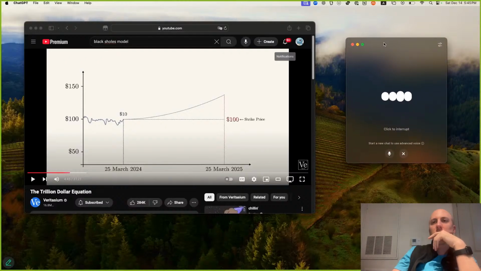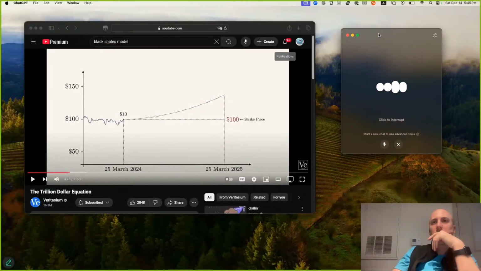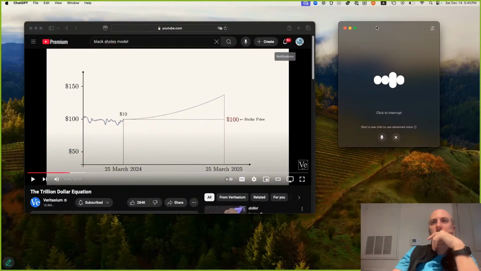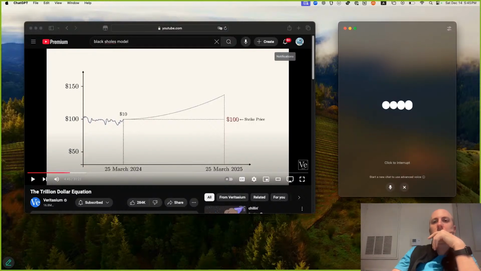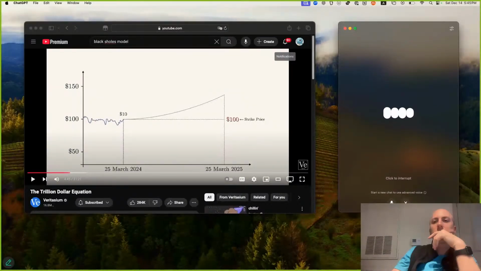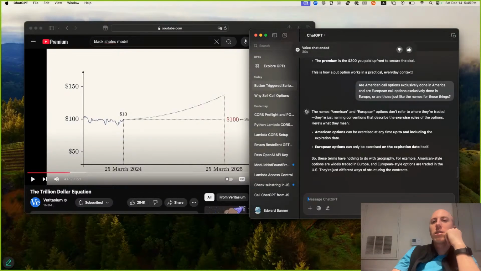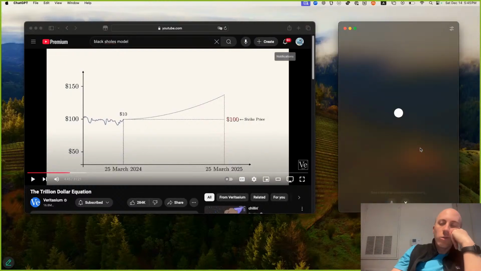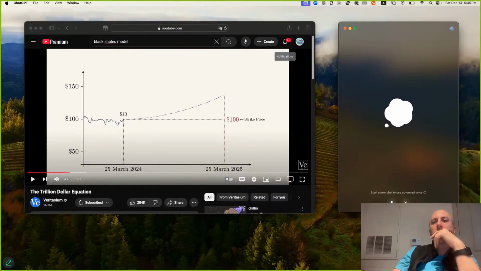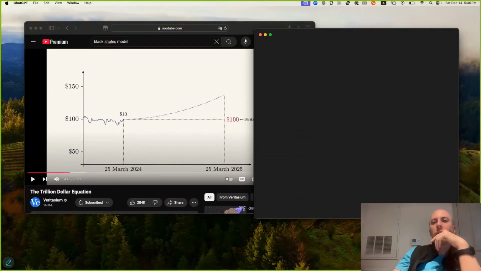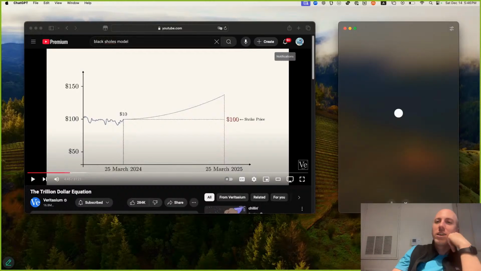The names American and European options don't refer to where they're traded. They're just naming conventions that describe the exercise rules of the options. Here's what they mean. American options can be exercised at any time. Why did they have those names? I know, right? The names can make it sound way more complicated than it is. It's like they're trying to confuse us on purpose, but really it's. No, I don't think the names are confusing. I'm just curious about their origin in terms of American and European.